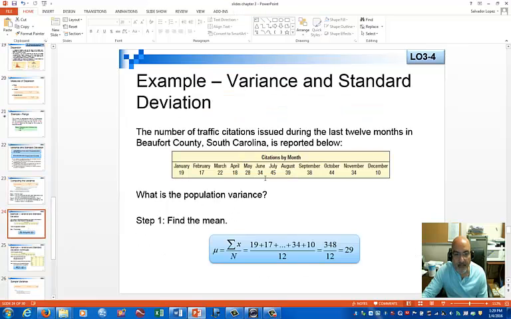Let's look at this example. The number of traffic citations issued during the last 12 months in Beaufort County, South Carolina, is reported below. So you have 12 months of traffic citations. What is the population variance? Well, you find the mean first. You add all these numbers divided by 12. That gives us 29.